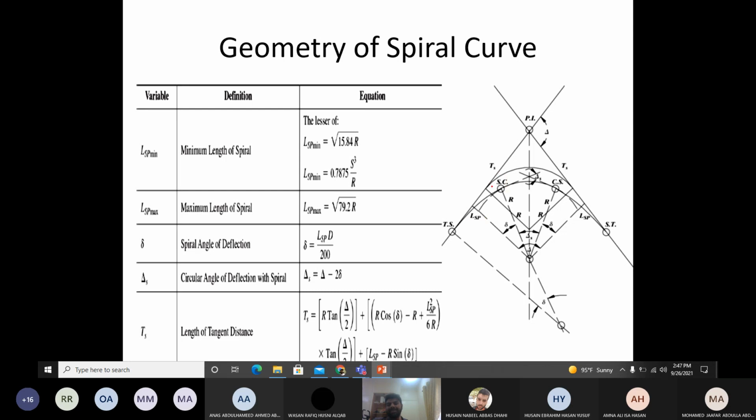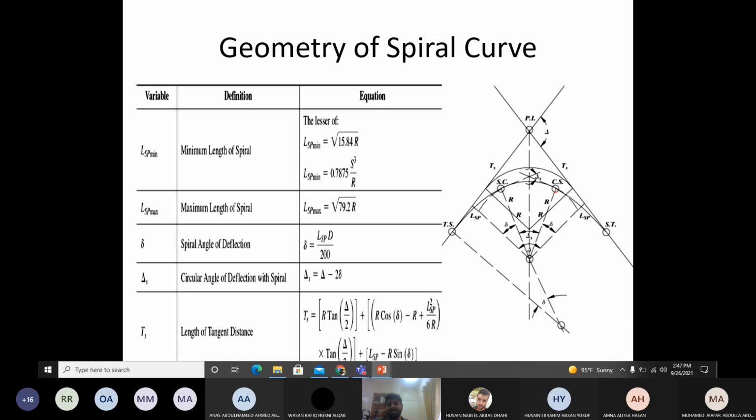Then you have point SC. SC is the end point of the first spiral curve. SC stands for spiral to circular. So a spiral curve ends, circular curve begins.